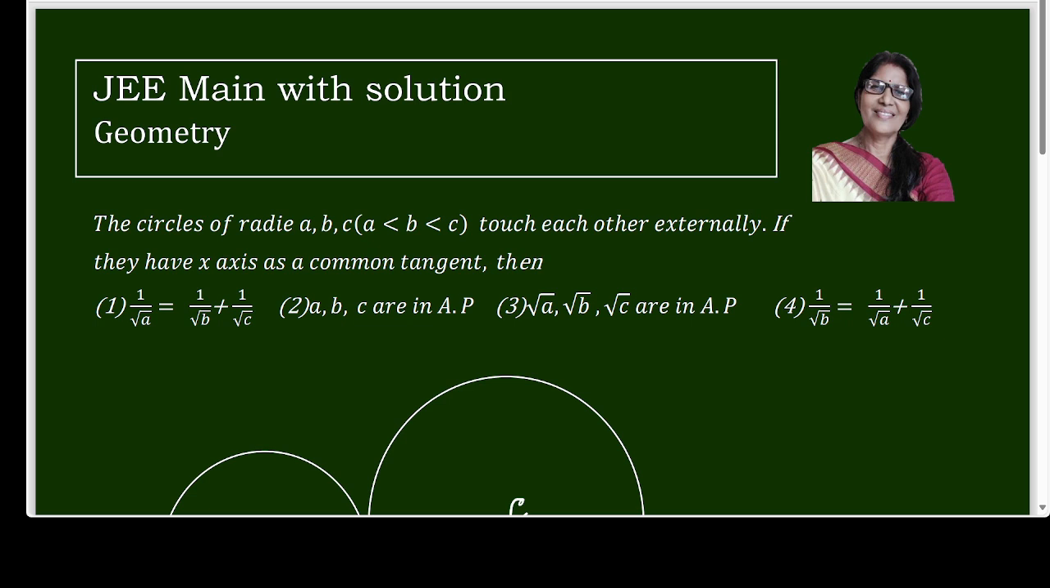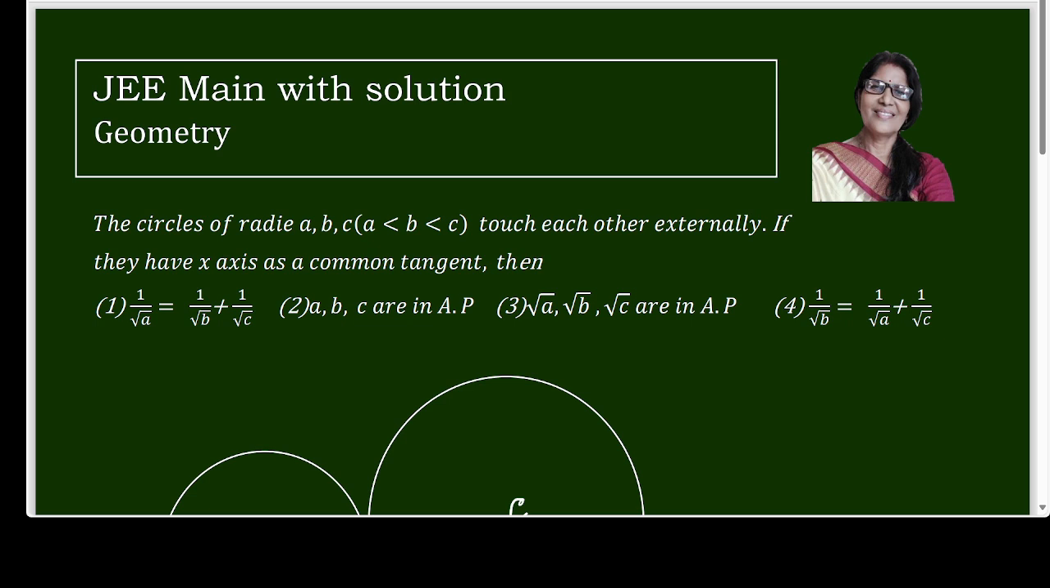This is a JEE Main question from General Mathematics, or it is geometry. The circles of radii a, b, c, where a is less than b less than c, touch each other externally. If they have the x-axis as a common tangent, then which option is correct?